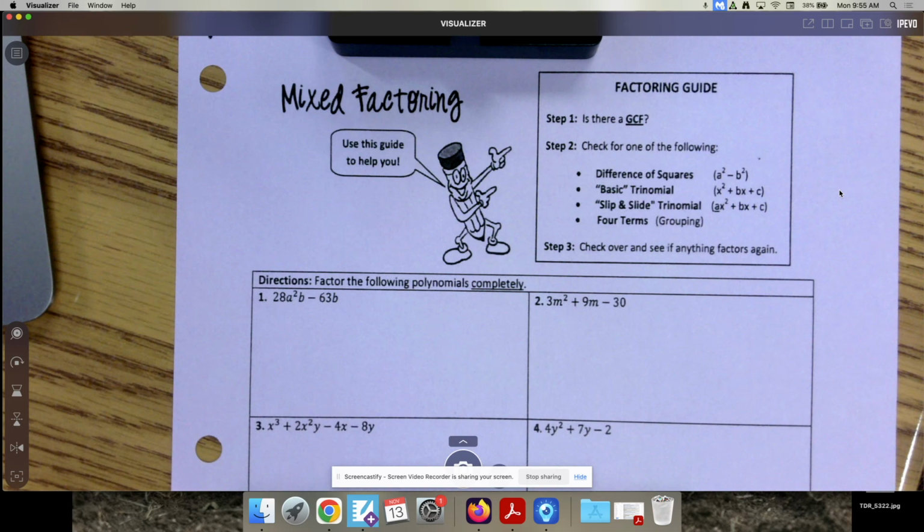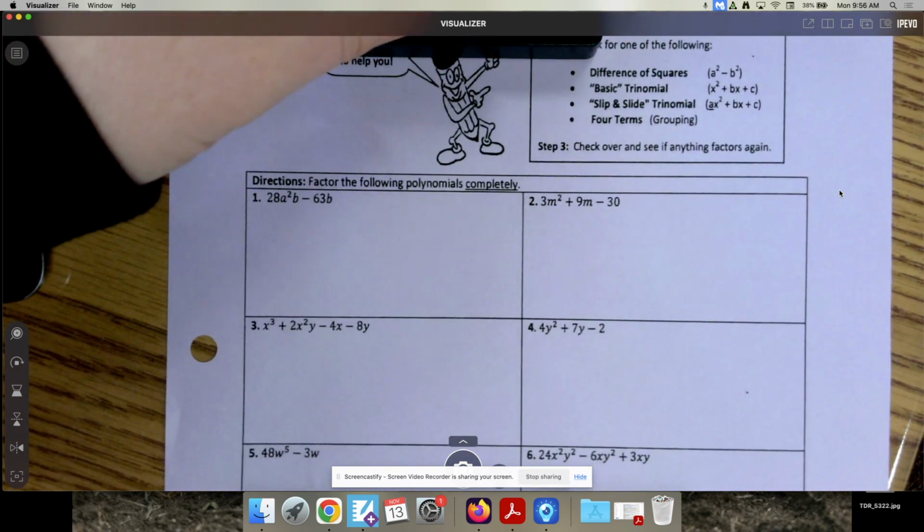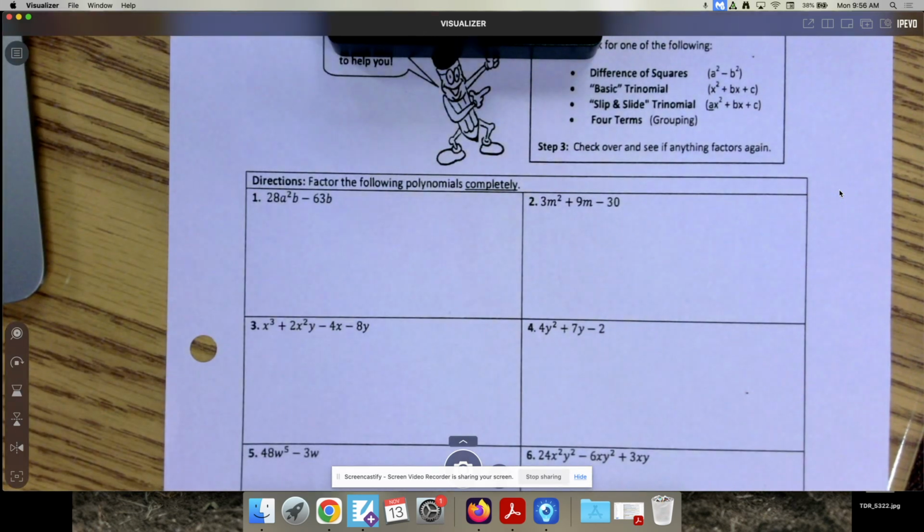Where it's everything. There's a lot of ones where you have to look at it and really decide what else can I do. So when you start a problem, you always first want to look for: can you take anything out? That is always step one.